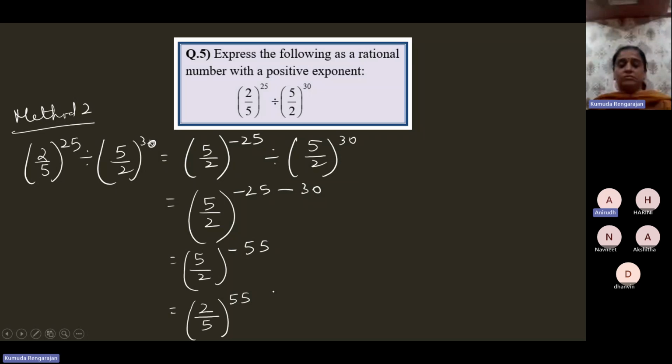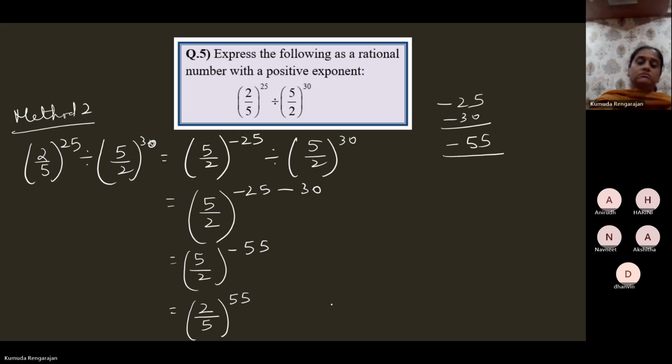Ma'am, we can multiply the sign, minus 25 minus 30, minus into minus plus. But it's not multiplication here. Minus 25 minus 30, same signs. Add and put the same sign. You're not multiplying 25 and 30. If you multiply, you get 750. Then it is minus into minus plus. Ma'am, understood. Yeah. So this is another way of doing.